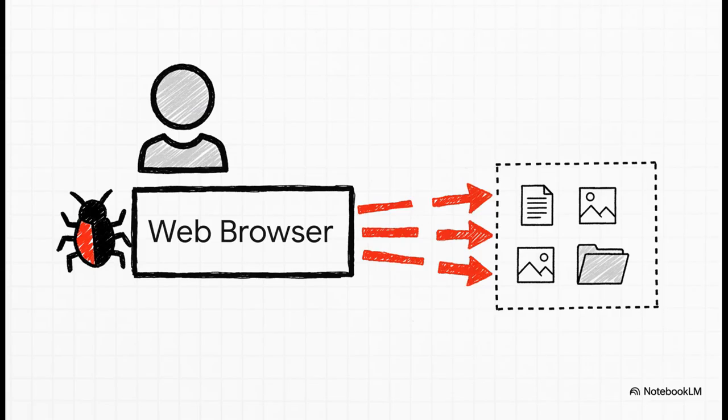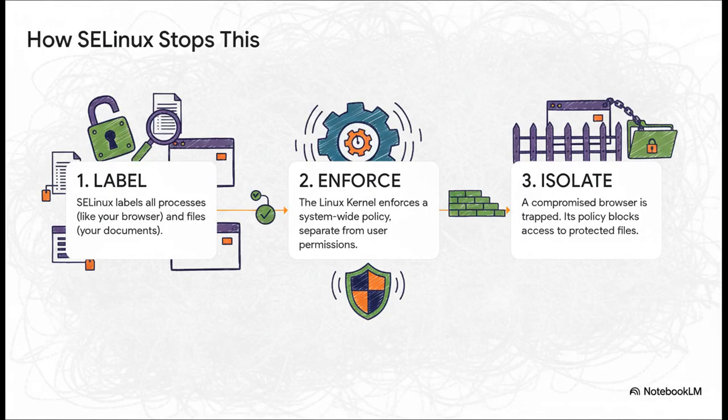We all know about standard user permissions, right? You use them to protect your files from other users. But there's a huge weakness there. Any program you run inherits all of your permissions. So if your web browser gets compromised by malware, that malware can now read, write, and delete every single personal file you own. This is where a system called SELinux comes in, and it's a total game changer.